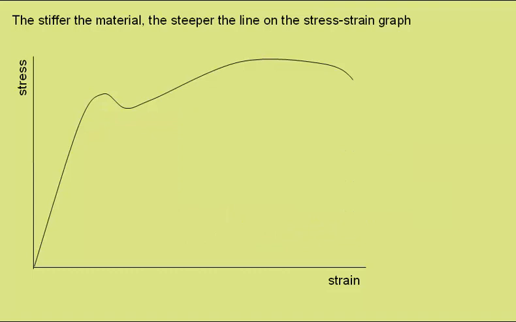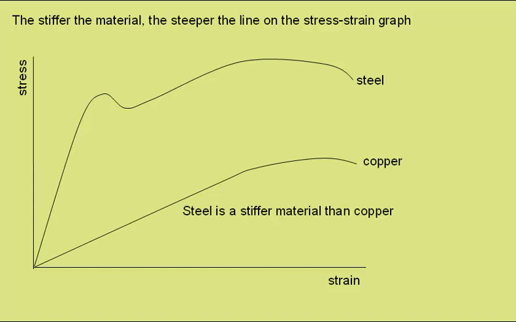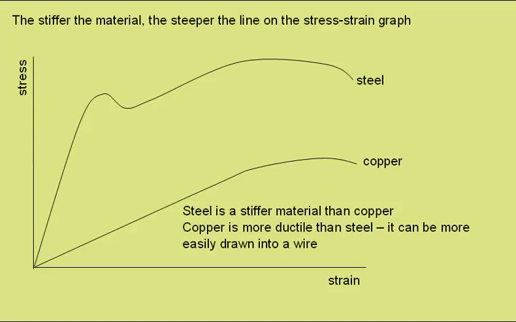The stiffer the material, the steeper the line on the stress-strain graph. So if this line represents steel, we might get a line something like this for copper. Steel then is a stiffer material than copper. It needs a bigger stress to produce a certain strain. Copper is said to be more ductile than steel. It can be more easily drawn into a wire.